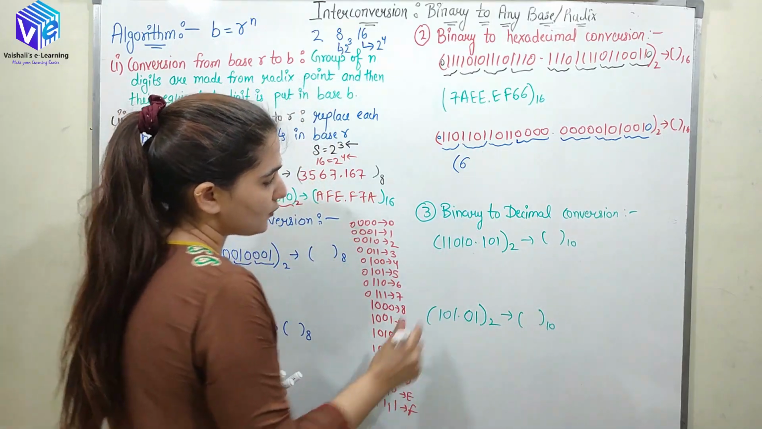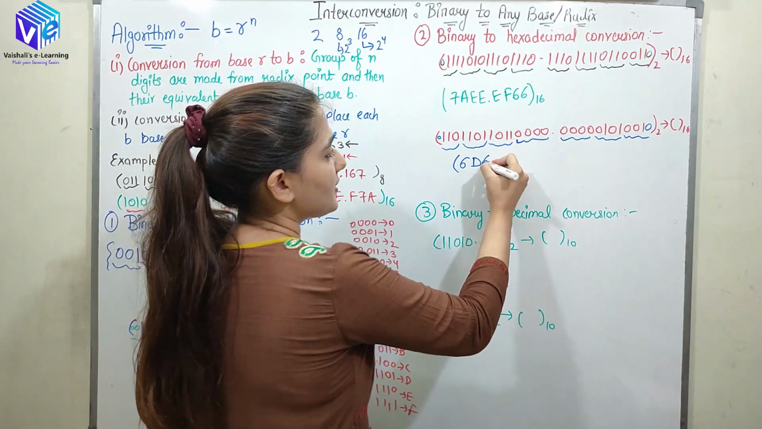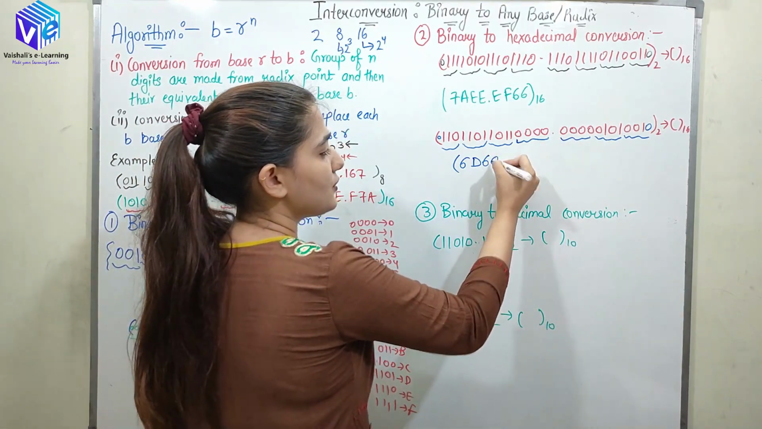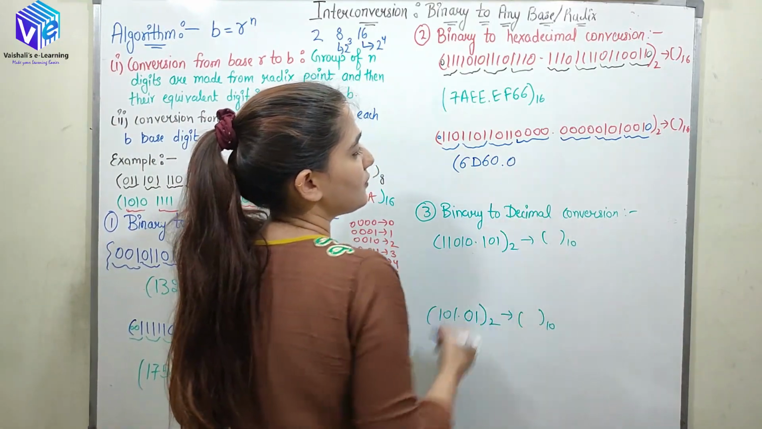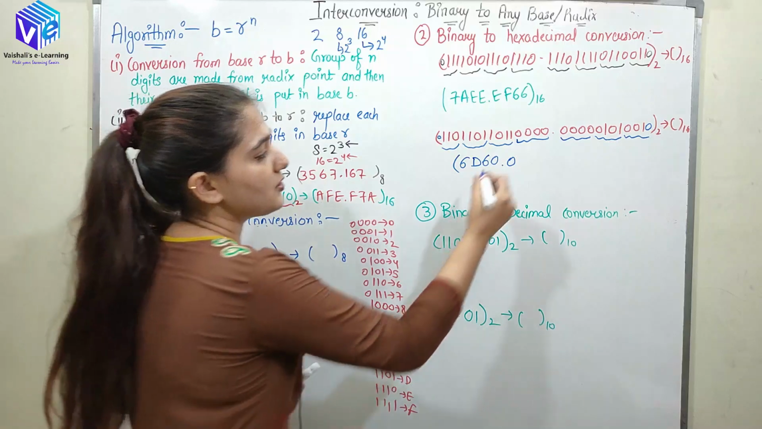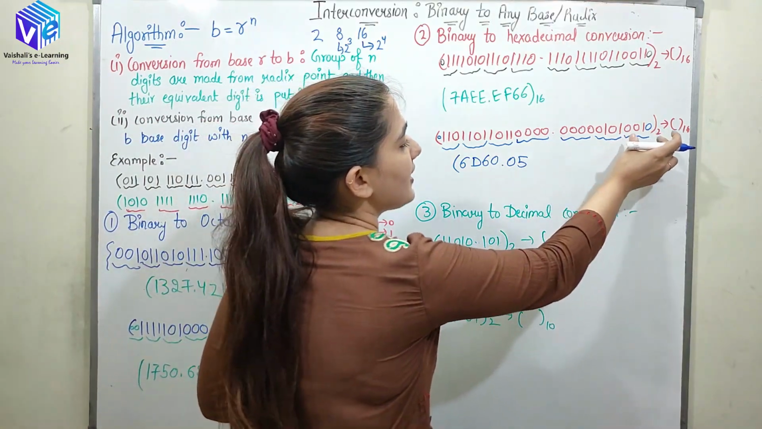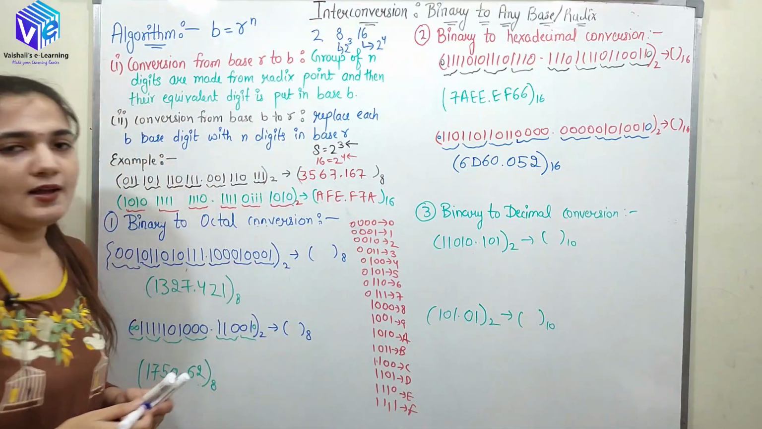1101 represents D. Then we have 0110, again it is 6. Then we have 0000 which represents 0. Then again we have 0000 which represents 0. Then we have 0101 which represents 5. And then we have 0010 which represents 2 in the hexadecimal.